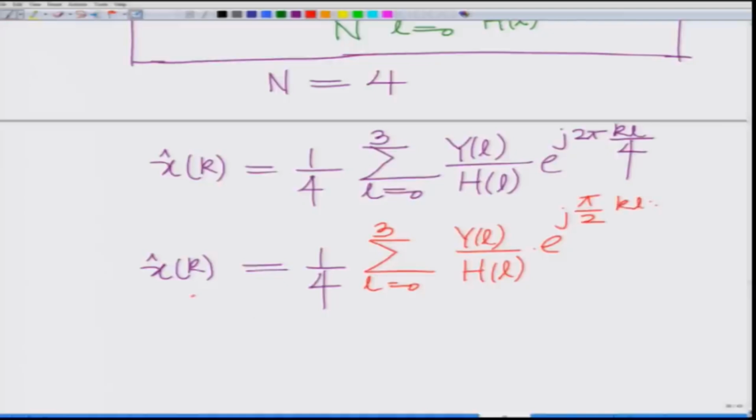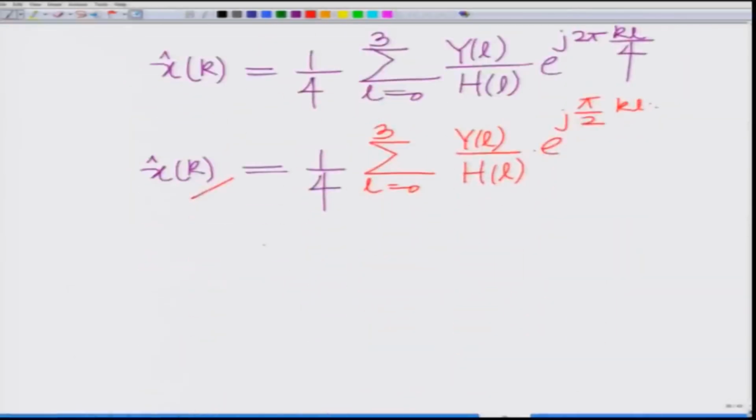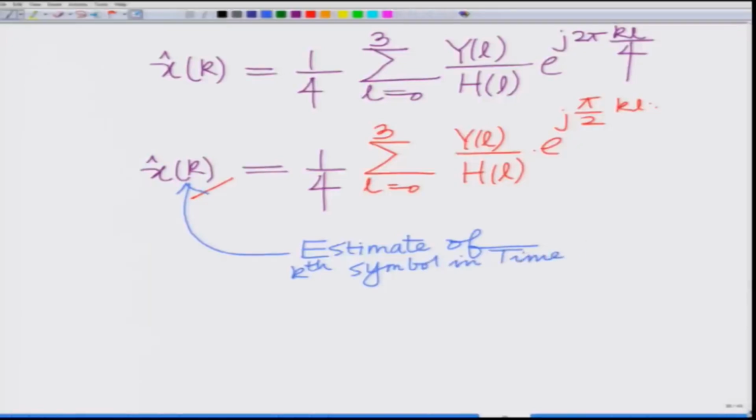Okay. So, x hat k is basically your estimate of the kth symbol in the time domain. In fact, this is the symbol estimate, this is the estimate of the kth symbol. Let me also write this: x hat k is the estimate of the kth symbol in the time domain.